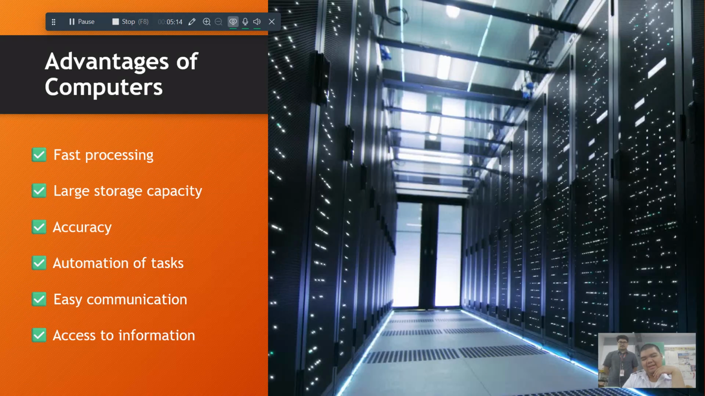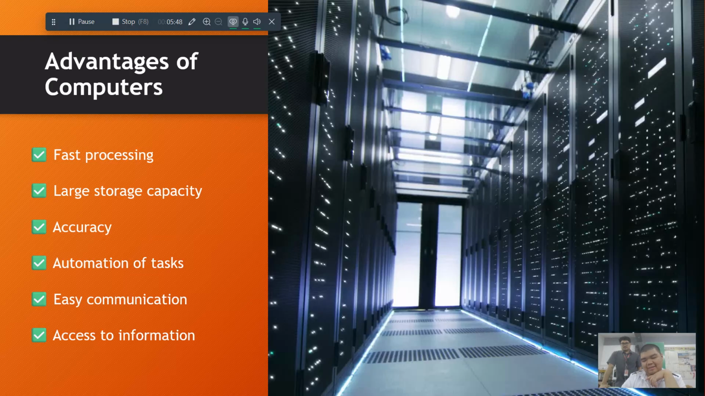Advantages of computers: fast processing, large storage capacity. Question: what makes the computer slow? It's the hard drive. Why? Because if something is not booting, you have to get an SSD, remove the old drive, and then put the SSD in. This will solve the problem. Also accuracy, automation of tasks, easy communication, and access to information.